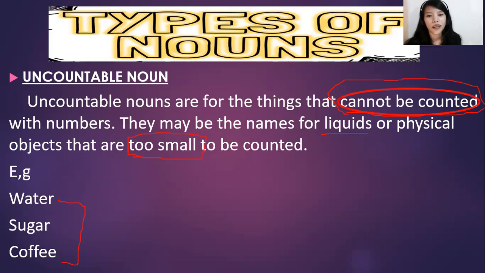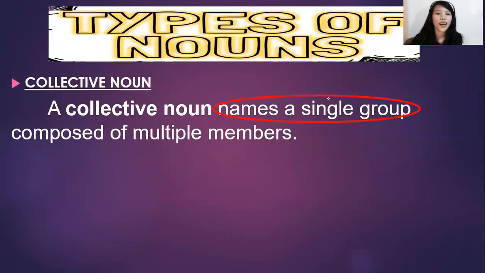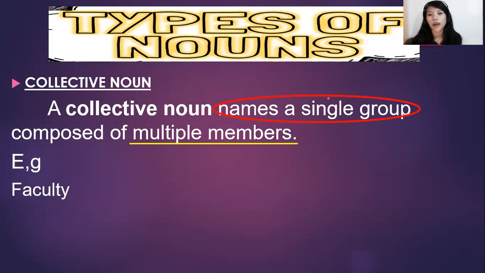And then next, we have the collective noun. Now, what is collective noun? A collective noun names a single group composed of multiple members. So, collective noun names a single group that has multiple members, meaning you only have one word, but that one word consists of 3 or more members. For example, we have faculty. Faculty is just one word, but it has more than 3 members.